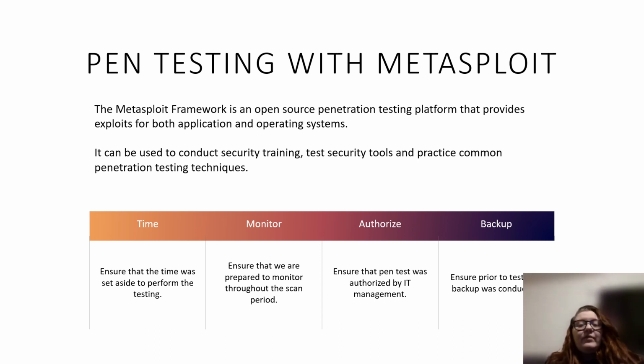There are several different things that are important to set aside when you are going to start doing pen testing. The four main areas are time, monitor, authorize, and backup. So you want to make sure first that you set aside the required amount of time to perform the testing. You want to ensure that you're prepared and ready to monitor throughout the scan. We wouldn't want to just walk away while the scanning is going on. You also want to ensure it's authorized by IT management and ensuring that a backup is conducted before any scanning begins.